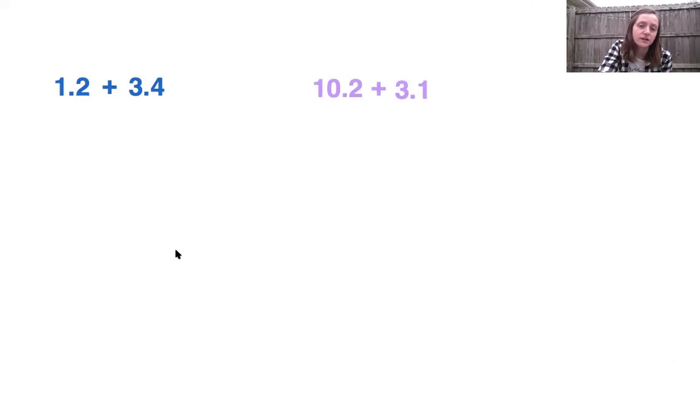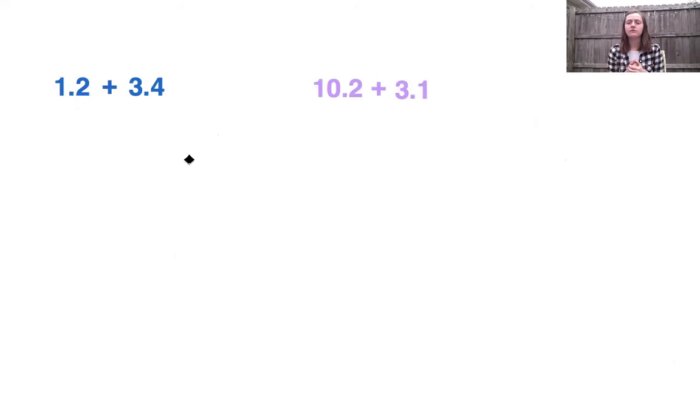As you can see, I've put two example problems here on the screen for us. The first one is 1 2/10 plus 3 4/10. And the second one is 10 2/10 plus 3 1/10. Okay, so we're going to get started with this first problem over here. 1 2/10 plus 3 4/10, or 1.2 plus 3.4.